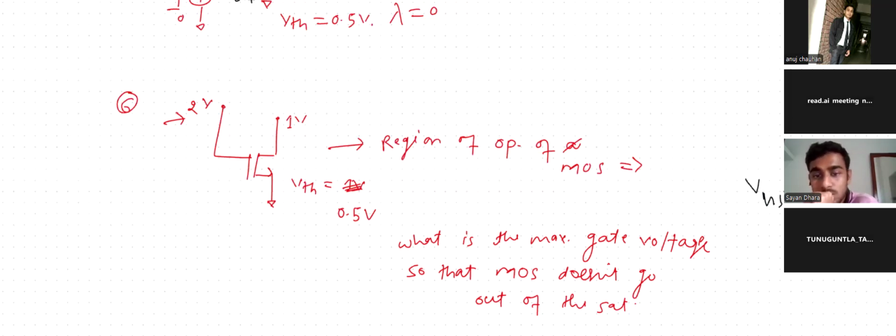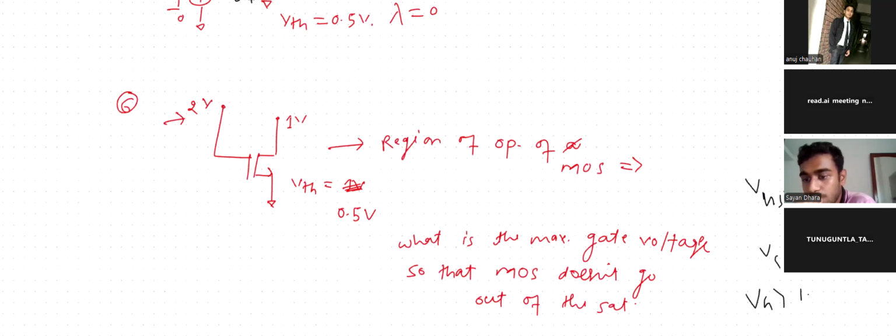So this is 2 volt. I'm sorry, not this 2 volt. This is VG minus 0.5 is greater than VDS. VDS is 1 volt. So the VG has to be greater than 1.5 volt.